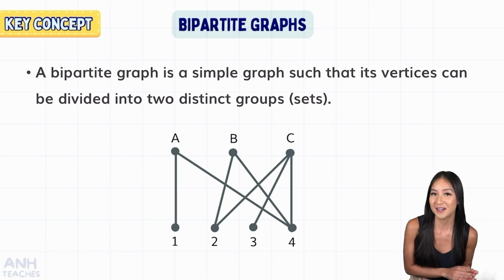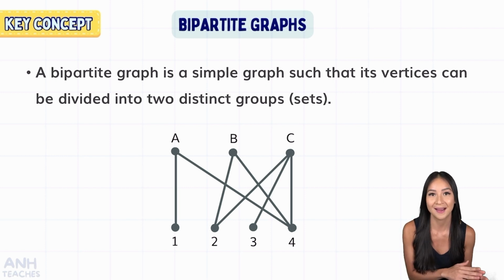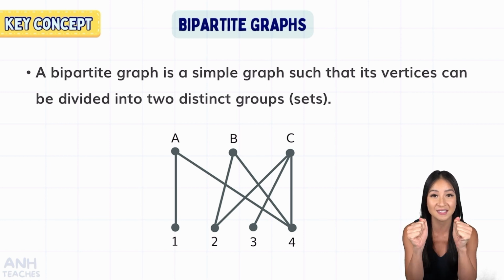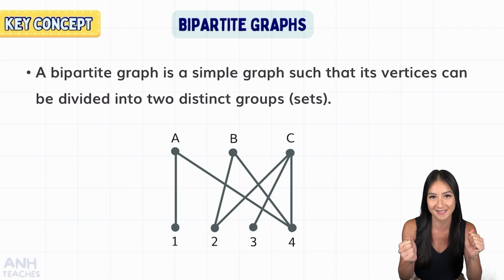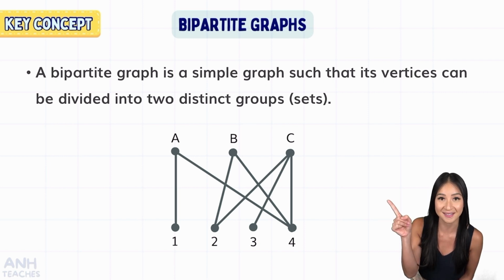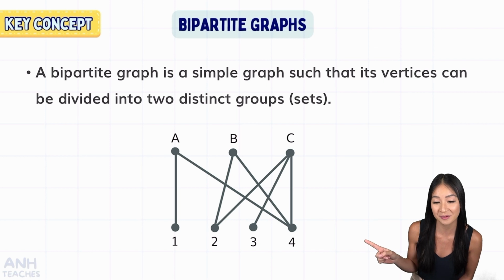Anyway, the special feature that sets a bipartite graph apart from the rest of the simple graphs is that all of the vertices can be divided into two distinct groups or sets. On the screen here, you can see an example of a bipartite graph, where the first group of vertices are labelled A, B, and C, and the second group of vertices are labelled 1, 2, 3, and 4.